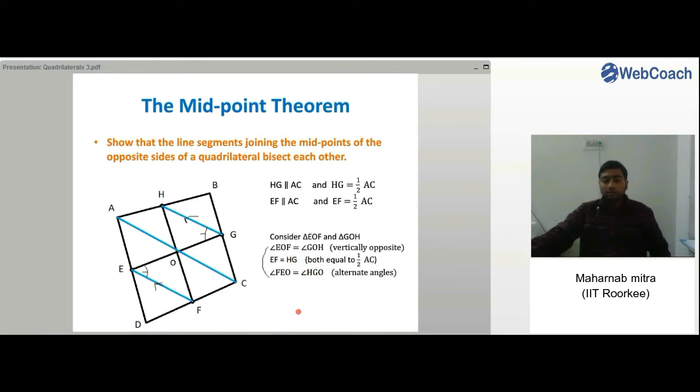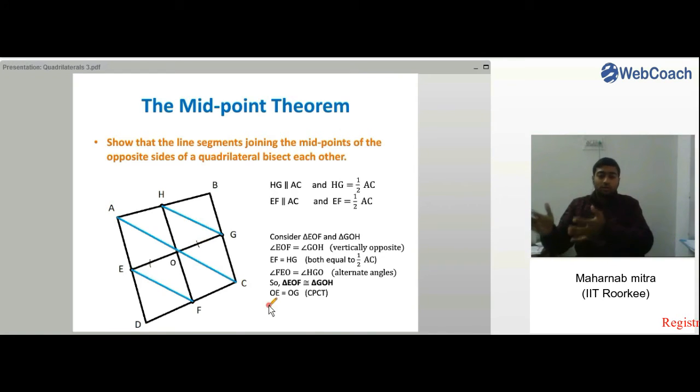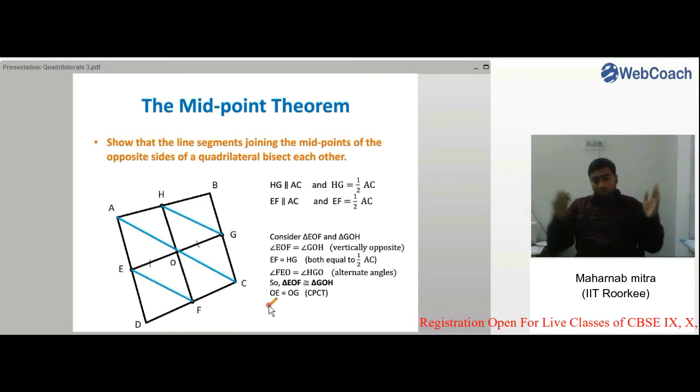So we can say, by naming them in the specific order, triangle EOF, this triangle, is congruent to triangle GOH, this triangle, right? These two triangles are congruent to each other. And after this, very easily by CPCT we can tell OE equals OG, right? Because the corresponding parts must be equal. The OE part is equal to OG, or we can see O is lying at the midpoint of EG, right? So O has bisected EG.